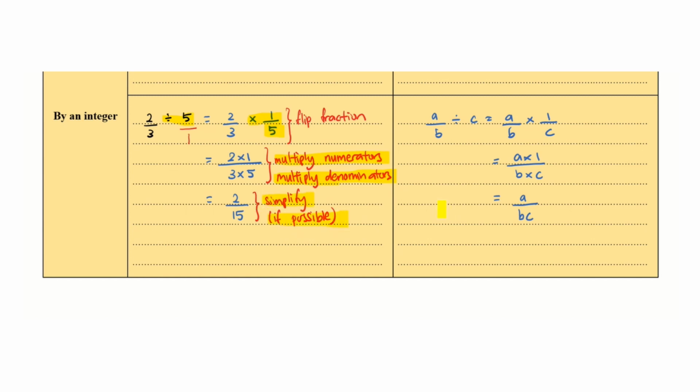Going into an algebraic case, I consider my variable c as c over 1. Hence, I will get a times 1 over c when I flip the fraction. Then I multiply numerator, multiply denominator. Therefore, my answer will be a over bc.